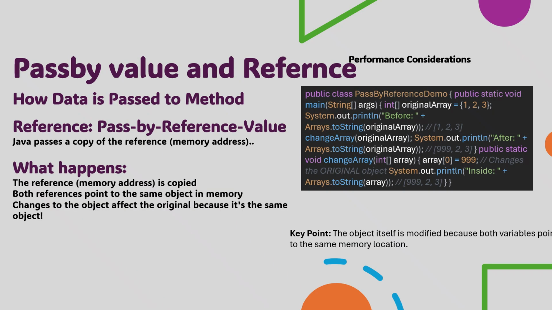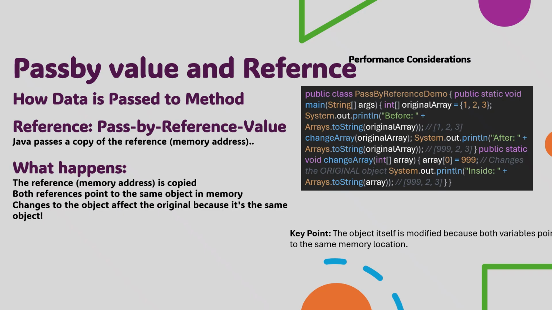Now, pass by value for references. If primitive only passes a copy of the value, what does pass by value for reference do? Over here, Java passes a copy of the reference memory address. So that's the only difference. Instead of passing a copy of the value for primitives, reference passes a copy of a reference or memory address. What happens? The reference memory address is copied. Both references point to the same object in memory. Changes to the object affect the original because it's the same object.